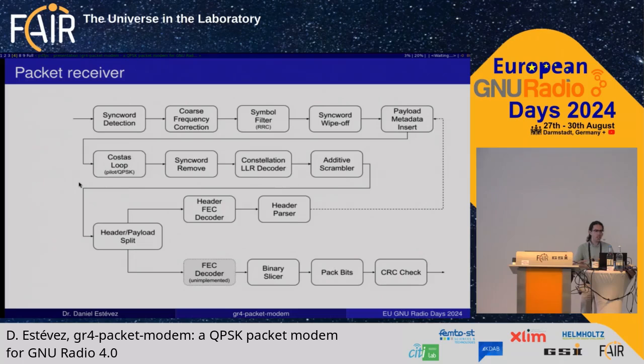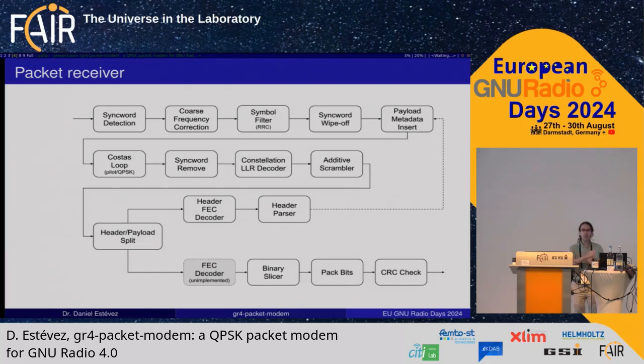And for demodulation, we have the Costas loop. We remove the syncword here because we do not need it anymore. It has already trained the Costas loop. We have the constellation LLR decoder. So you go from complex symbols to basically log likelihood ratios for the bits, so soft bits if you wish. This is an interesting block because it's only implemented for BPSK and QPSK at the moment. You could add any constellation you want. And the interesting thing about it is that it changes the interpolation factor at runtime depending on the constellation.